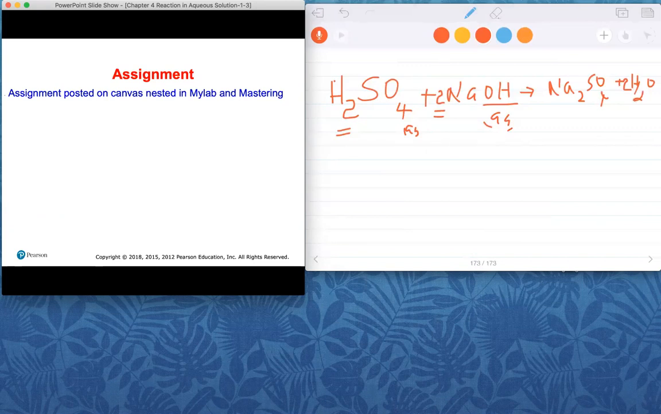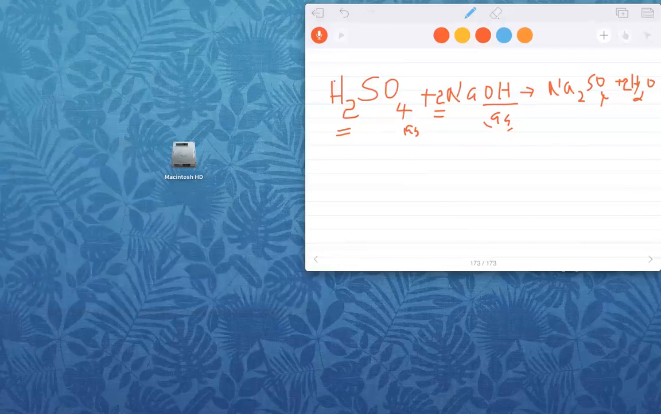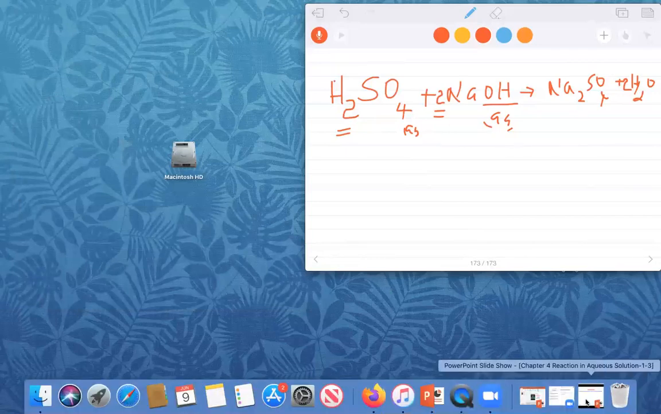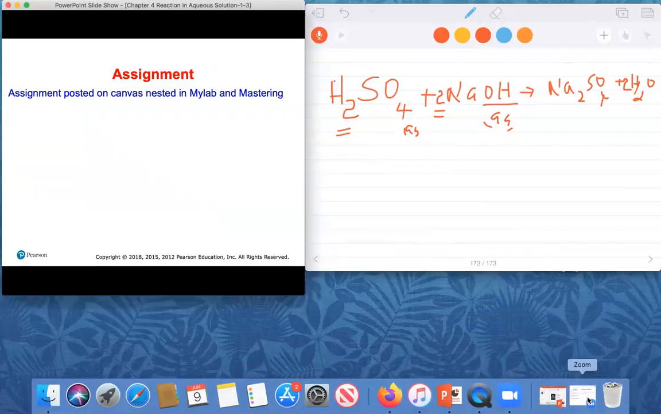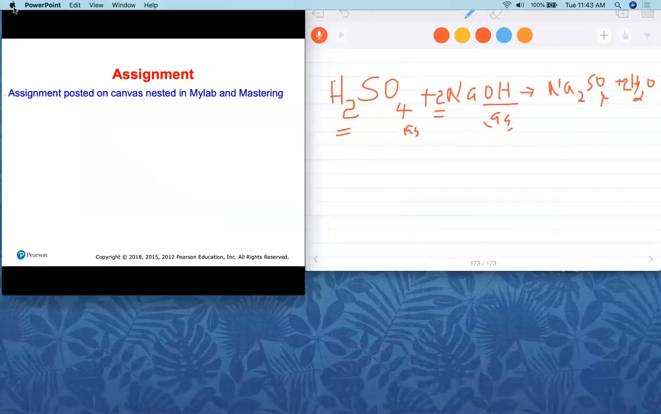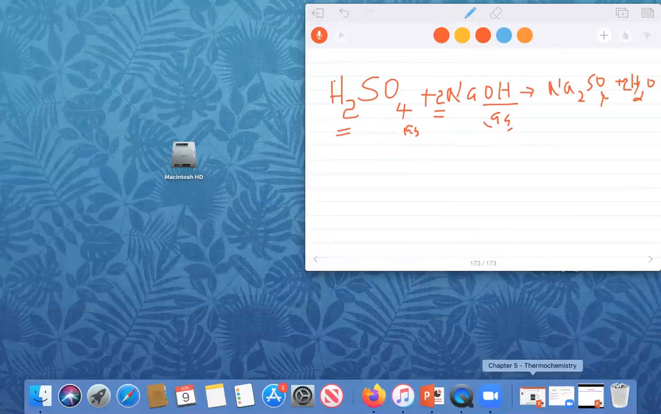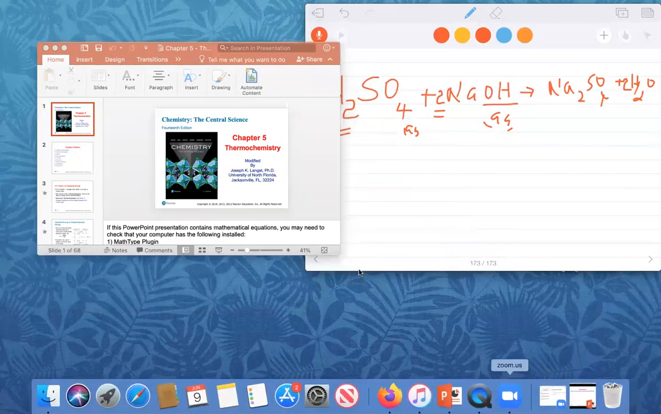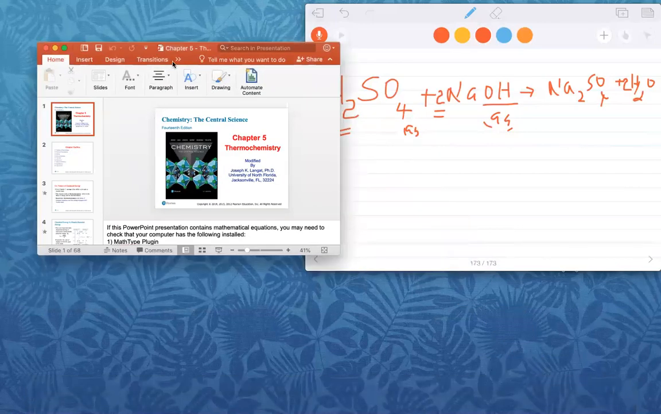Any question on chapter 4, please? All right, if there's no question, let me just close this or minimize, and we will shift gears to chapter 5, which is thermochemistry.